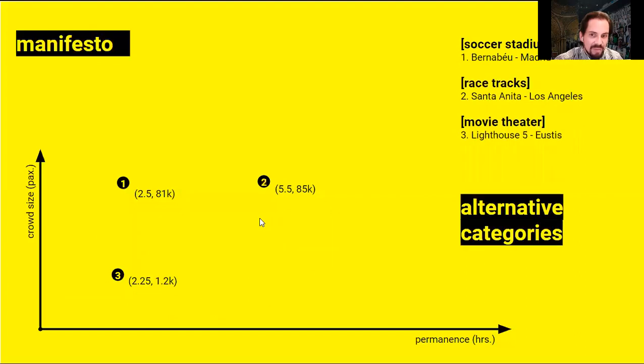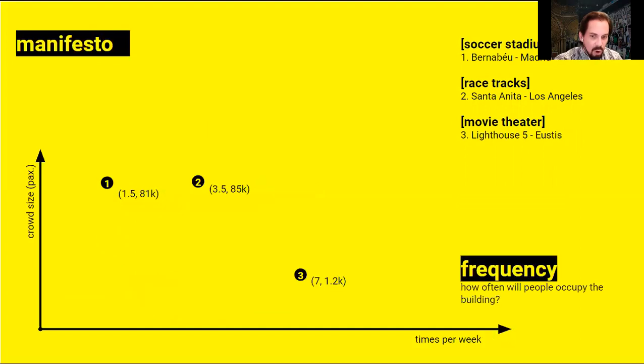While crowd size and permanence are helpful for illustrating occupancy, we can also play around with other equally relevant categories. One could be crowd size versus frequency, meaning how often the building will be occupied. Notice how our 3 building points get rearranged on the map, with the movie theater having the highest frequency value, since going to the movies is a daily occurrence. The racetrack has a middle value, since racetracks are usually open to the public 3 or 4 days a week. And the soccer stadium has the lowest value, since soccer matches are usually scheduled once or twice a week at most.